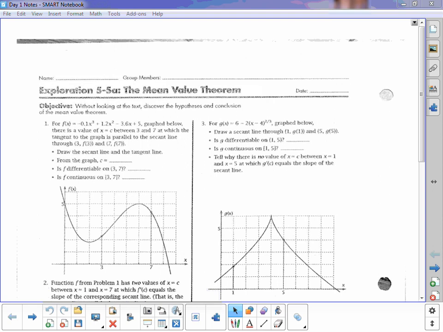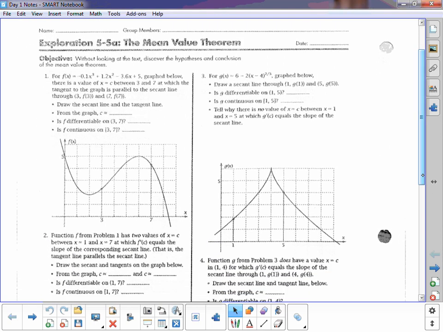All right. So again, we started off looking at the mean value theorem and different scenarios with it. The process that you've been duplicating throughout this exploration is looking at the secant line, and if there are any tangent lines that are parallel to it. This first one we went through together.